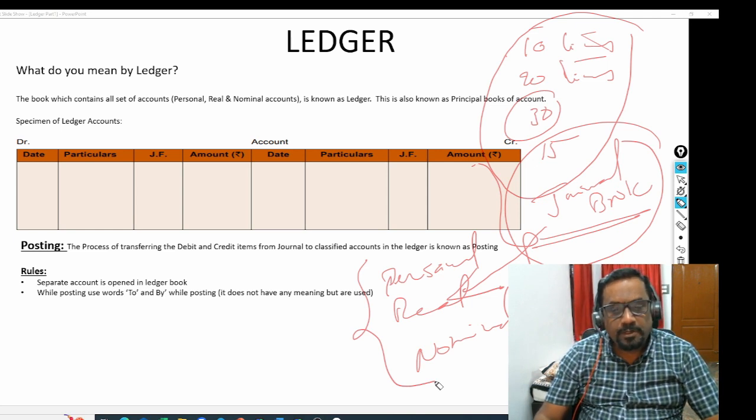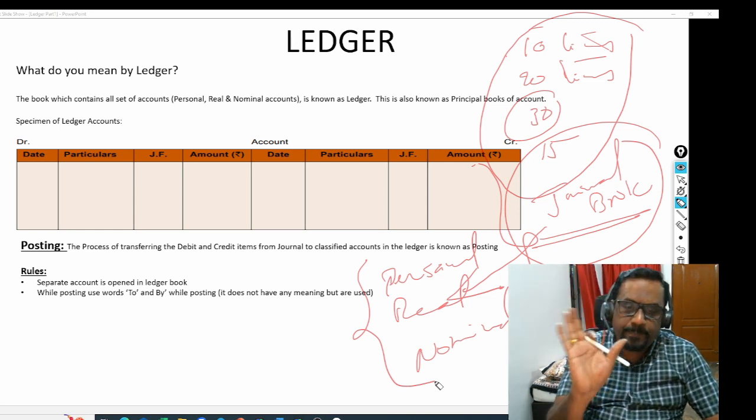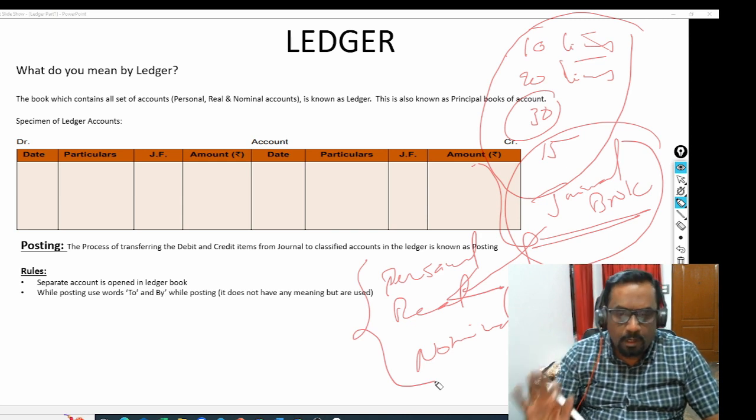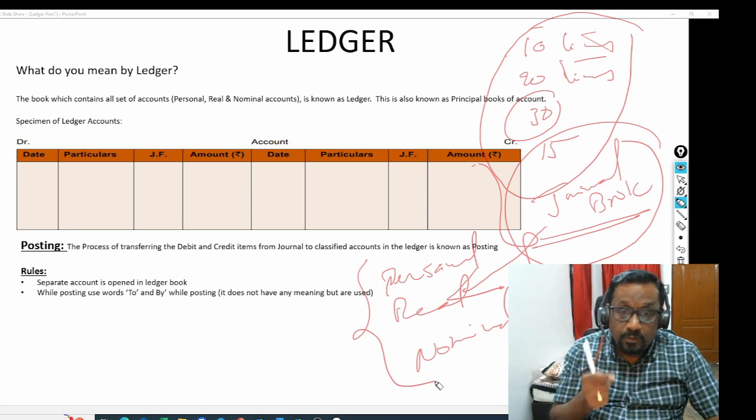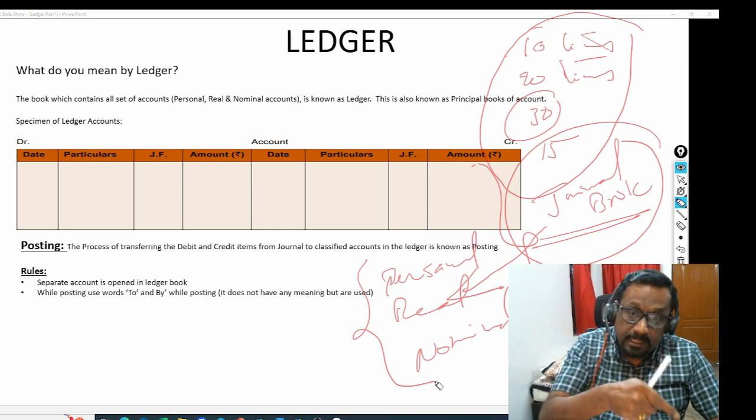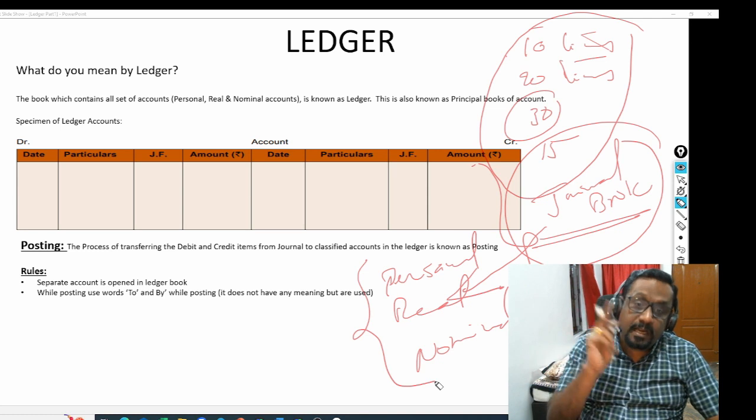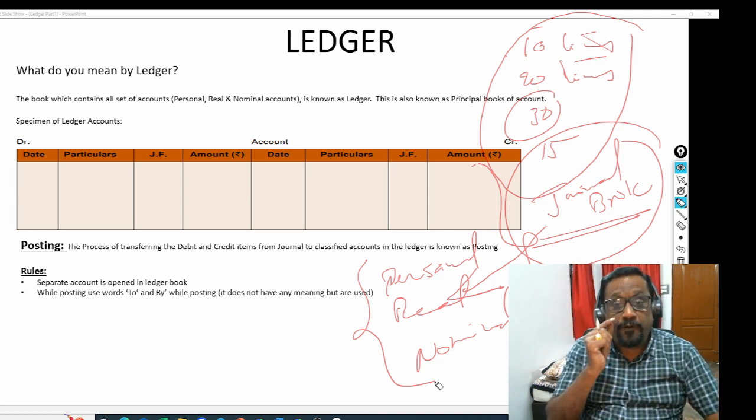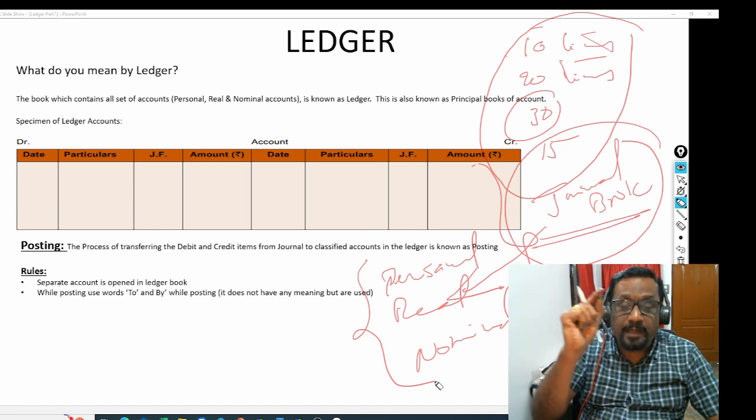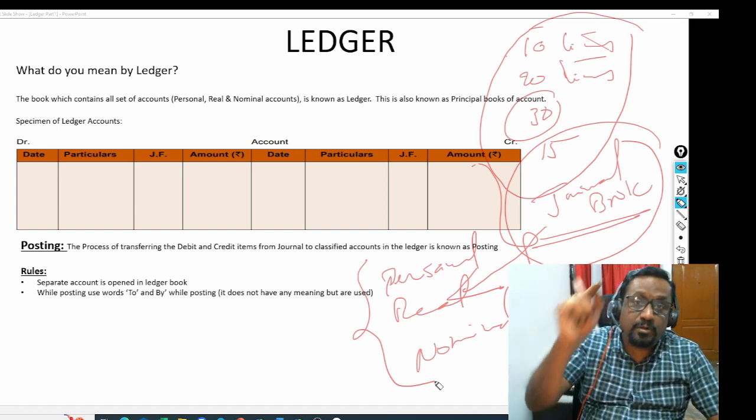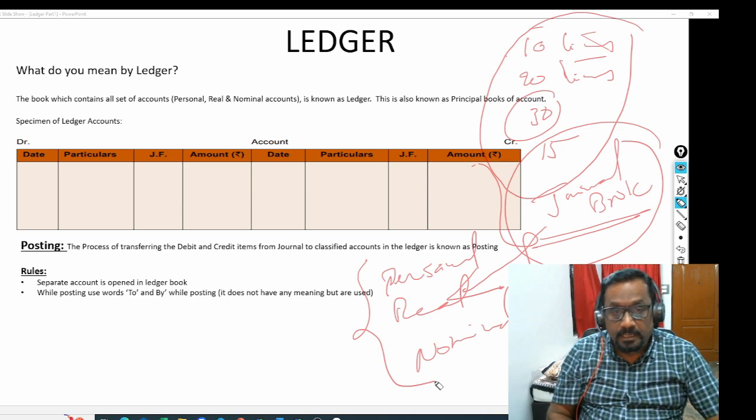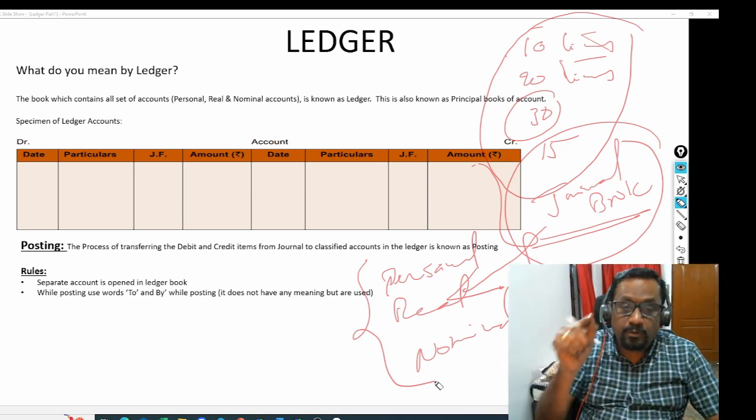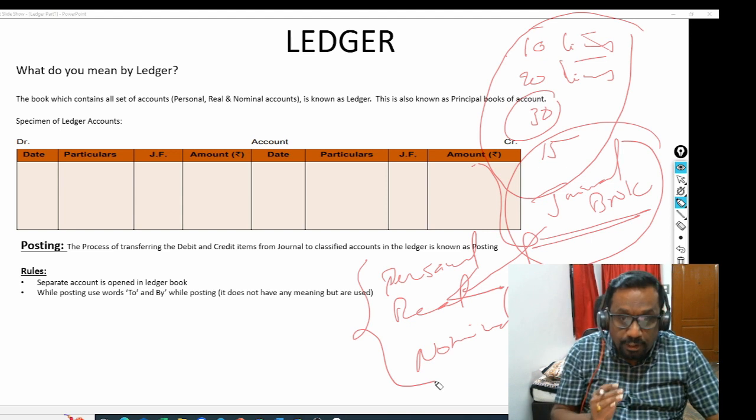What, Krishna? What do you mean to say? I'll just open one personal account, one real account, and one nominal account. That is enough? No. You need to identify how many personal accounts are there in the journal book, how many real accounts, how many nominal accounts. For each personal account, you have to have a separate account. For each real account, you should have a separate account. For each nominal account, you have to have a separate account. So you need to maintain individual accounts.